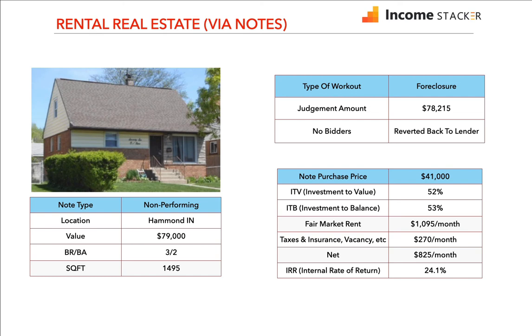The judgment amount in this case was roughly $78,000. There were no bidders at the auction. The loan reverted back to us as the lender, right? So we now own this property because no one else bid higher than our judgment amount. And the note purchase price was $41,000. So we actually purchased this note at $41,000.